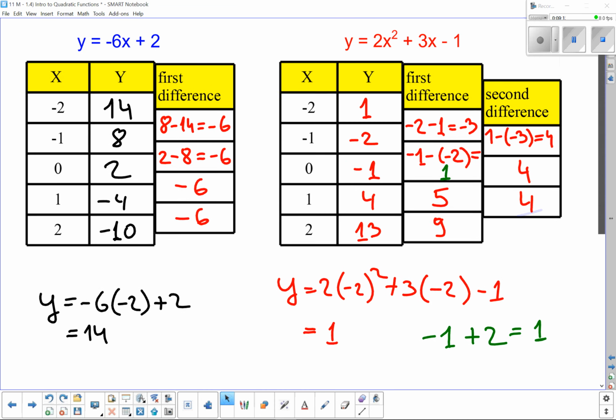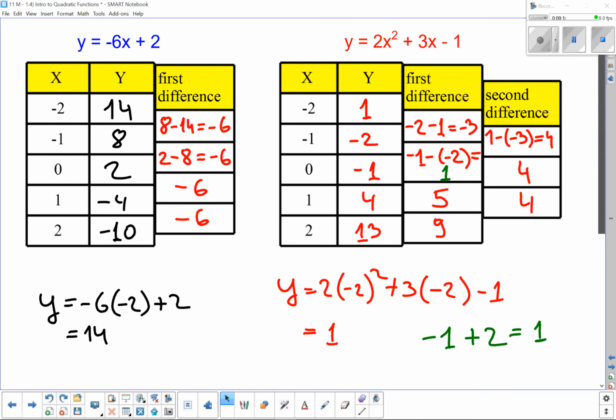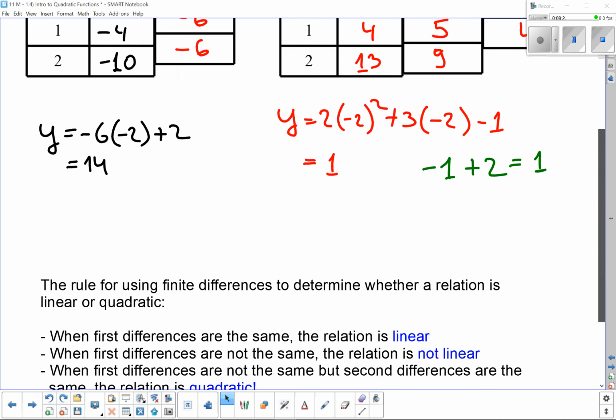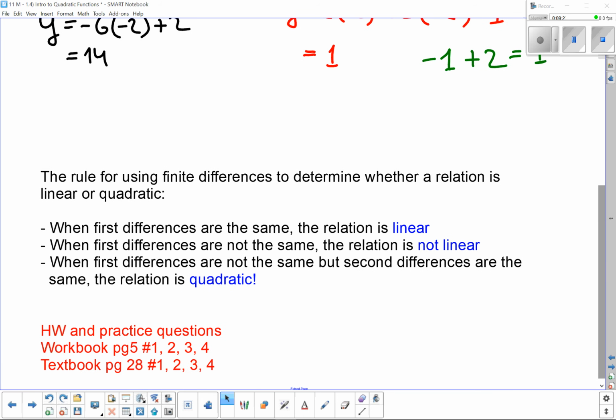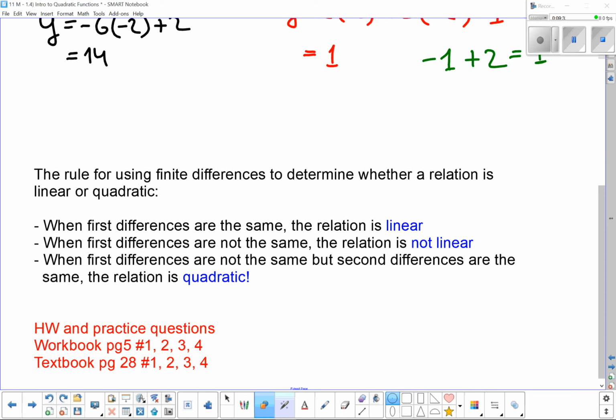If at any point you need to stop the video to copy these notes, you should do so. And if you look at the summary at the bottom in terms of first differences, just a reminder that if the first differences are the same, you have a linear function. If the first differences are not the same, you can keep trying for the second differences and see if you get the second difference is the same. If the second difference is the same, you will have a quadratic relation.